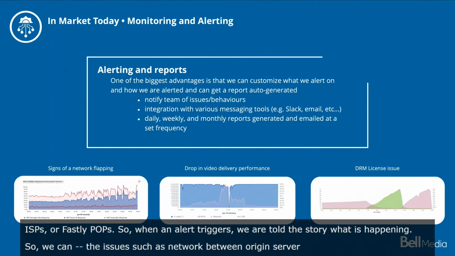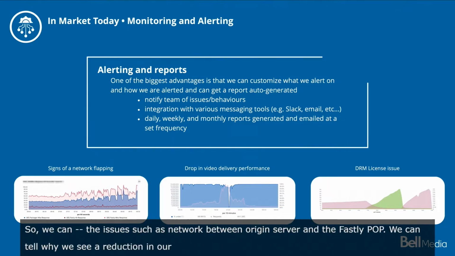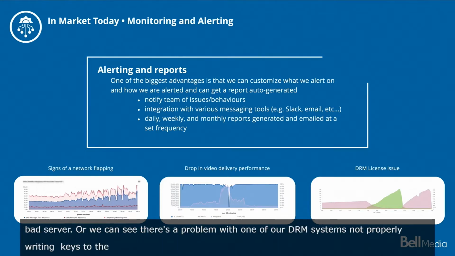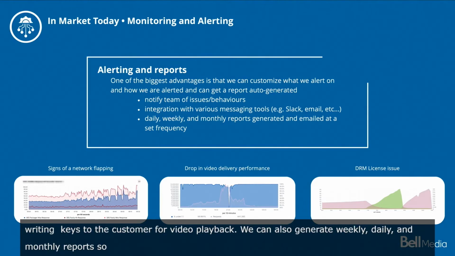We can tell why we see a reduction in our quality of delivering fragments to the customer due to a bad server, or we can see there's a problem with one of our DRM systems not properly providing keys to the customer for video playback. We can also auto-generate weekly, daily, and monthly reports so we can see trends over a longer period of time.